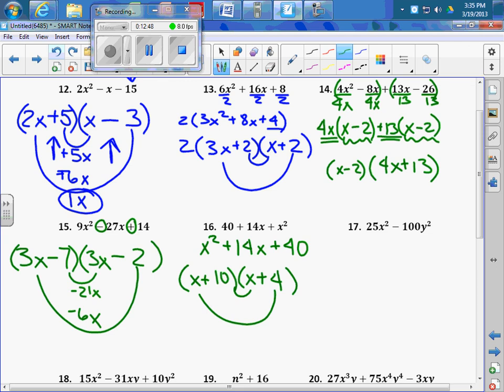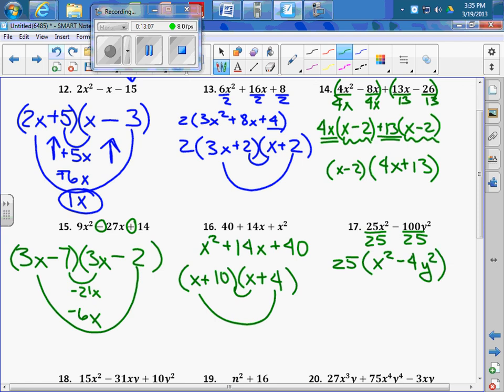Number 17 is a difference of 2 squares, but remember, what are you supposed to look for first? There is a greatest common factor here of 25. So I'm going to have 25 times the quantity. How many terms inside? 2. x squared minus 4y squared.